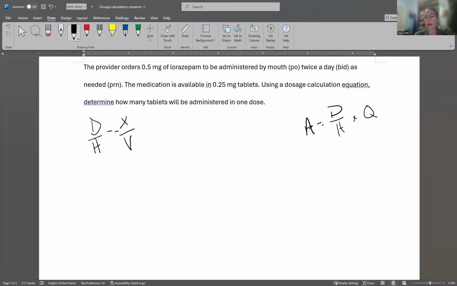All right, now we have to find the information and plug it into our equation. So the provider orders 0.5 milligrams of lorazepam, otherwise known as Ativan, to be administered by mouth, PO, twice a day, or BID, as needed, which is PRN. The medication is available in, again, on hand, 0.25 milligram tablets.